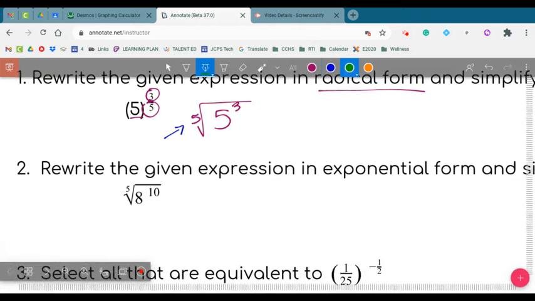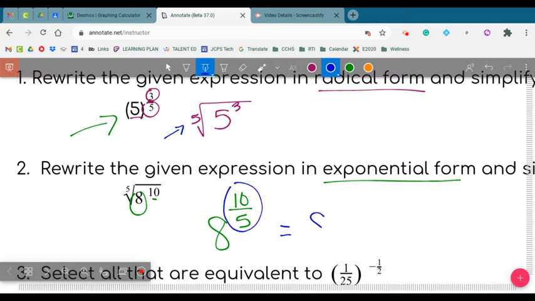The next one, we have to write in exponential form. Exponential form is like this. It has an exponent. So 8 is our base, and then we do 10, because it's your exponent, over your index. I want you to think, can you simplify 10 over 5? You can. 10 divided by 5 is 2. You can type 8 squared into your calculator, and your answer would be 64.